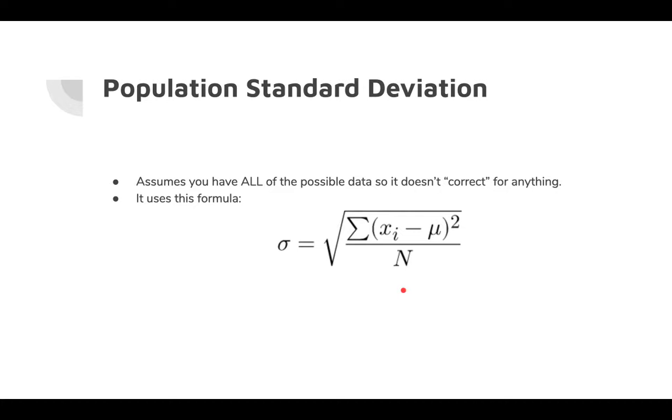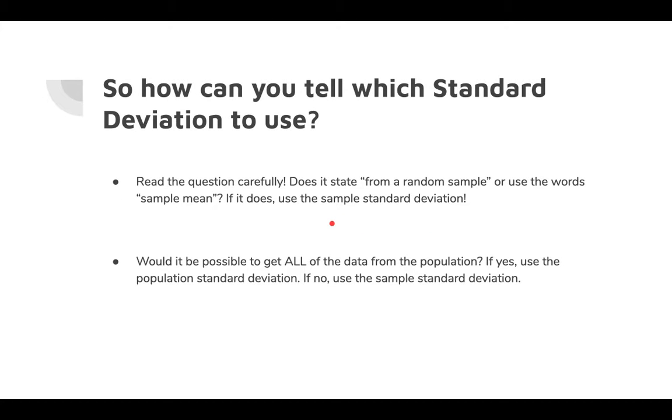The population standard deviation formula looks almost the exact same, but they have a different symbol for mean, and they only divide by the number of numbers, not n minus 1. You can tell which one you need to use based on what the question says.